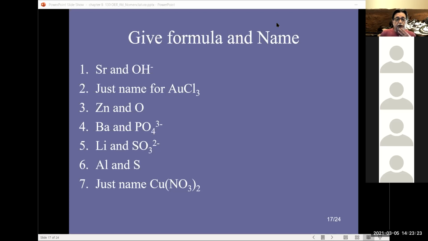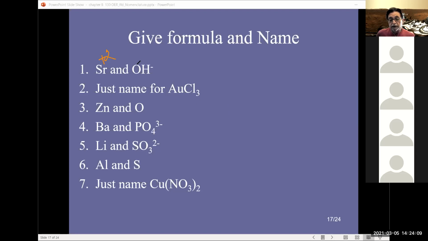So here on this slide, they're asking you to give either the formula or give the name. So break it down. Number one, we have Sr. Well, we've got to look that up, right? If you're not familiar with that, Sr is a metal. It's in group 2, strontium, right underneath calcium. Being in group 2 and being a metal, when it becomes ionic, it will have a +2 charge, just like calcium and just like magnesium.